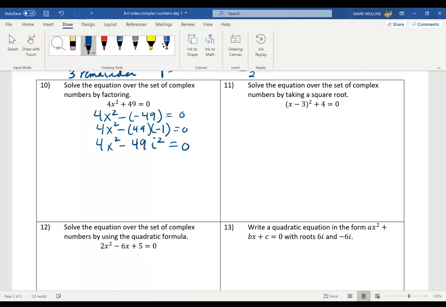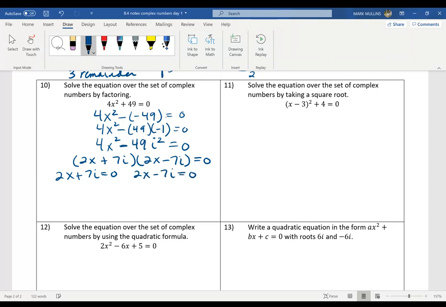And now that I have a minus sign and two squares, I have the difference of squares I can factor. So 2x plus 7i times 2x minus 7i. And now I can do zero product property. So 2x plus 7i equals 0, and 2x minus 7i equals 0.